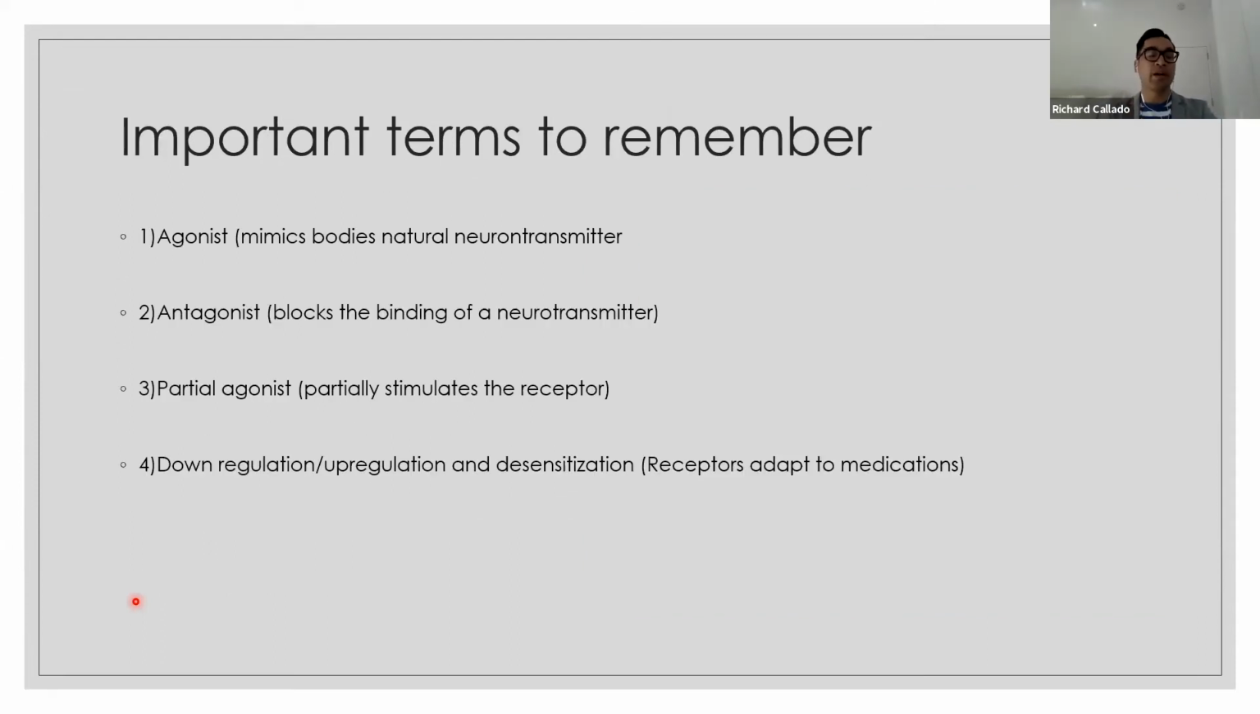Important terms to remember, right? I kind of mentioned this briefly. So an agonist mimics the body's natural transmitter, right? So it's a medicine that you put in someone's body. It tricks the brain into thinking that it's a dopamine neurotransmitter, right? Or it tricks the brain into thinking that it's serotonin or whatever, and so forth.